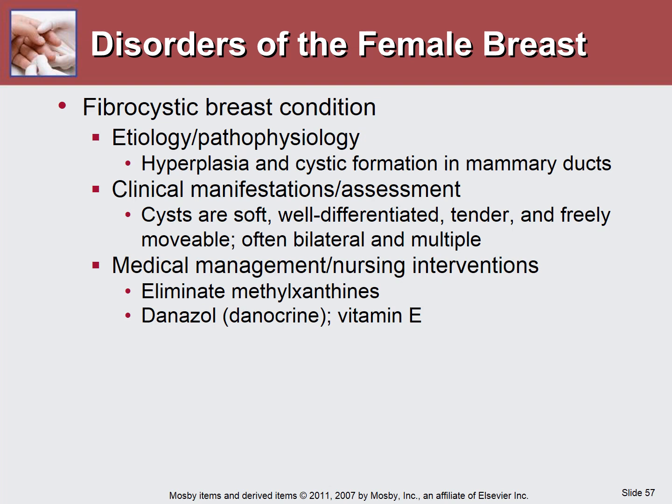fibrocystic breast condition. This is hyperplasia and cystic formation in the mammary glands. Clinical manifestations: cysts are small, soft, well differentiated, tender, and freely movable. This is really important because you want to be able to differentiate this type of breast disorder from cancer, right? They're soft, well differentiated, tender, and freely movable, and it's often bilateral and multiple.